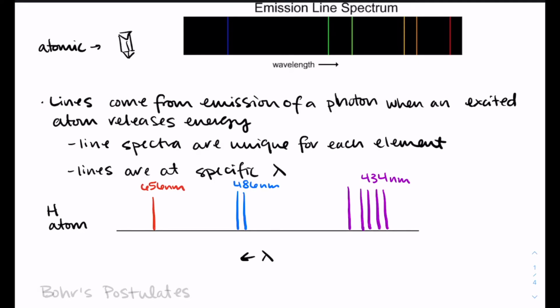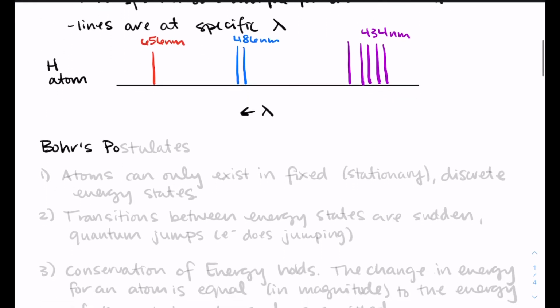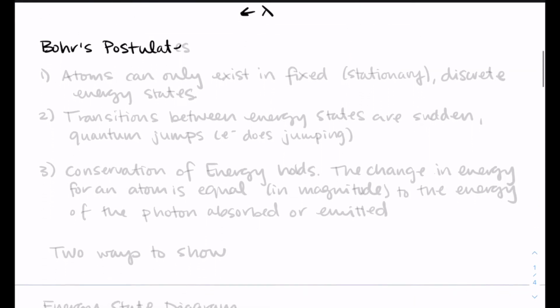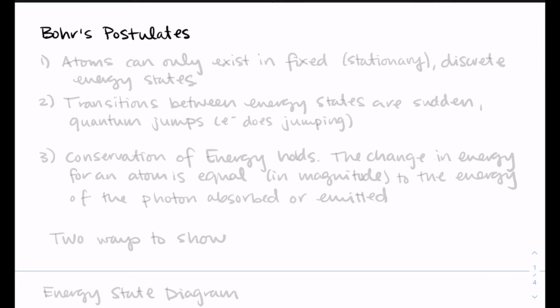So with this kind of data, and building on everything that he had to work with going into it, Bohr came up with these postulates. The first was that atoms can only exist in fixed or stationary, discrete energy states. So it can be at this energy, and it's going to stay at that energy unless we do something to it. And if we do something to it, it will go to some other fixed energy.